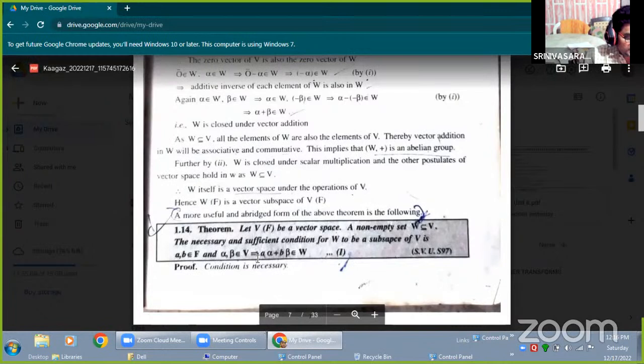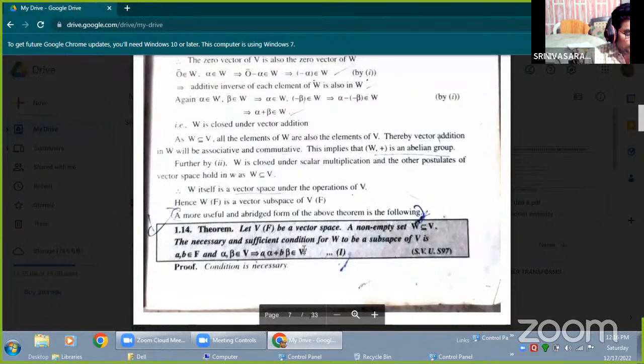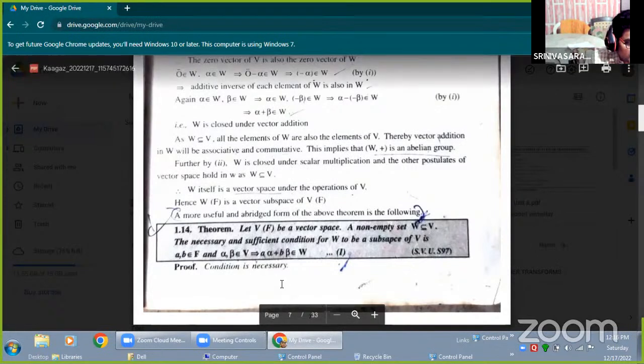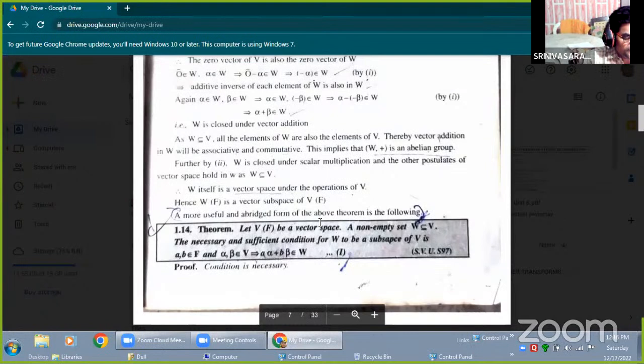The one-step test is a alpha plus b beta belongs to W. This is the other theorem. Because these proofs are not included in your textbook, I must mention that those proofs are covered in this session and available in this class. Now these are the necessary and sufficient conditions for a non-empty subset of a vector space.